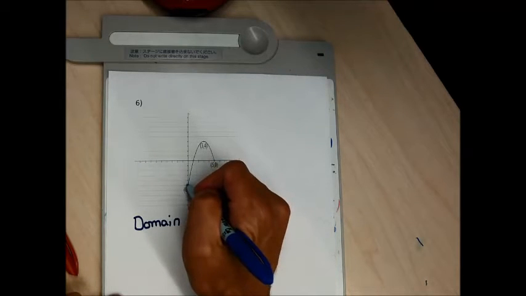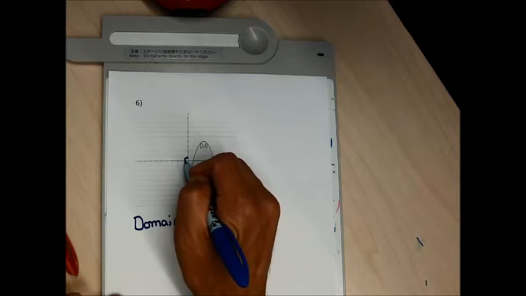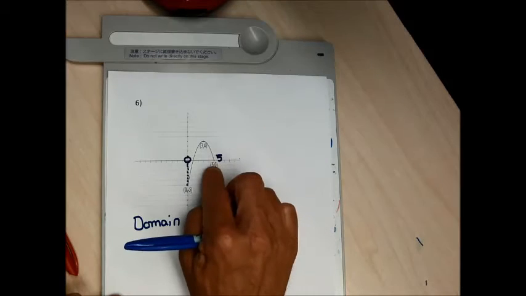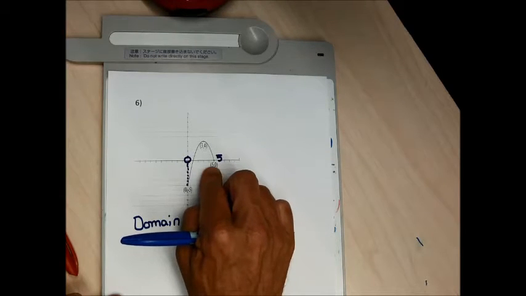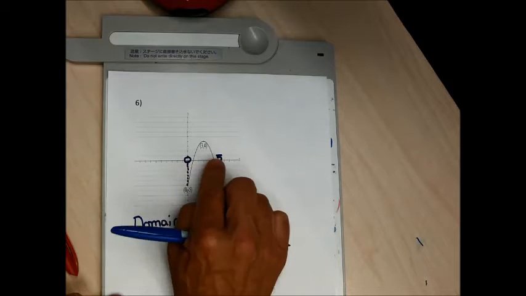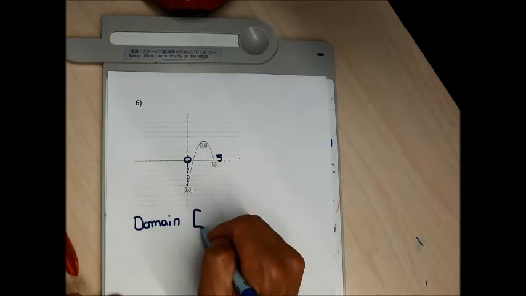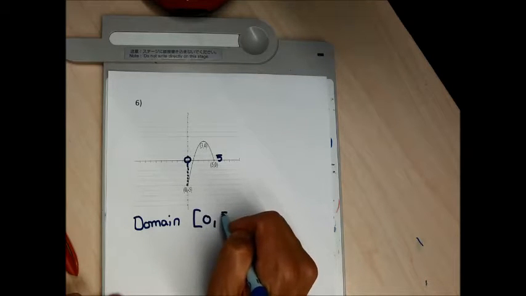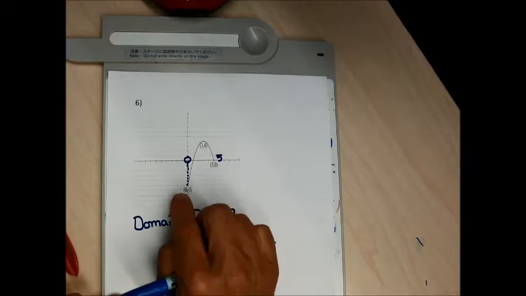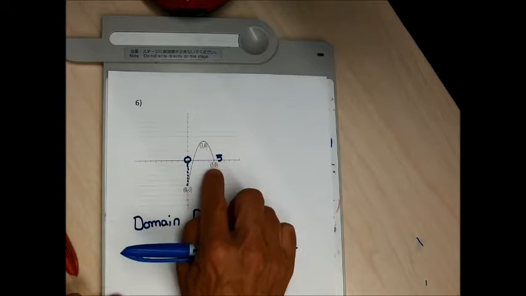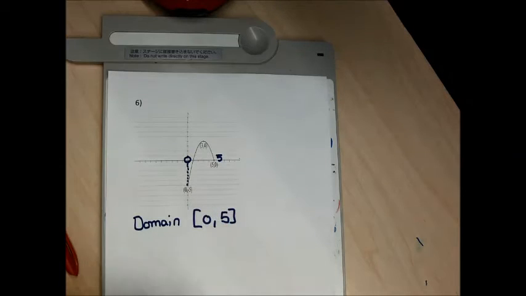For the domain, the left edge of my graph has an x coordinate of 0. The right edge of my graph has an x coordinate of 5. I'm going to read from the left edge of the graph to the right edge of the graph and pick off its x coordinates. For the domain, I'm going to say the domain is 0 to 5 because the most left point, its x coordinate is 0. Its most right point, its x coordinate is 5. I put square brackets because all of those are points on the graph.